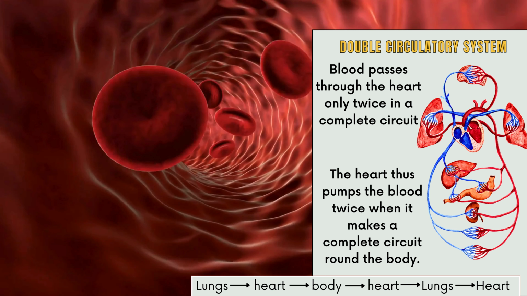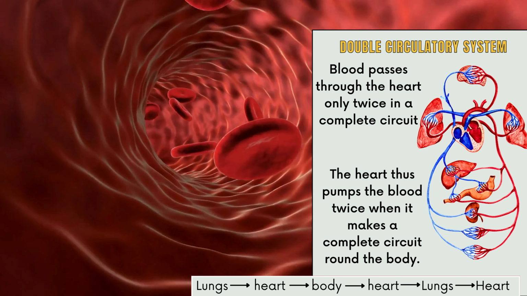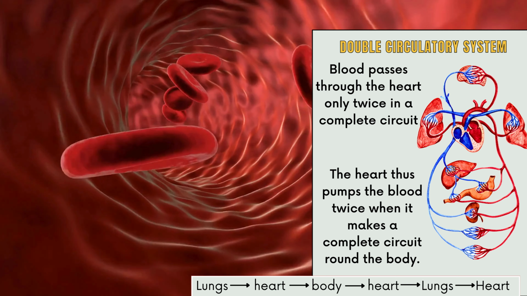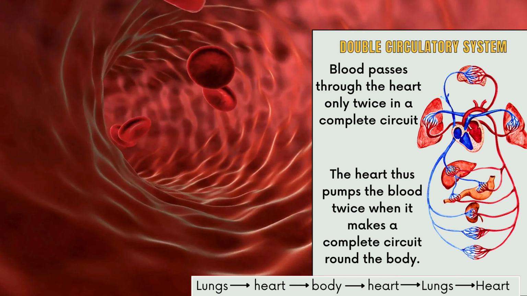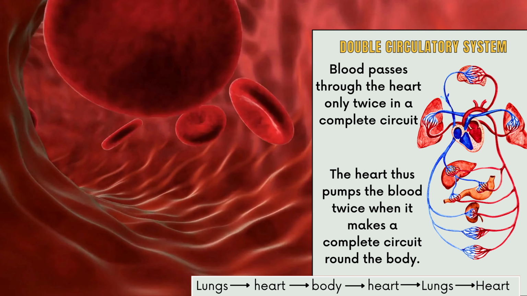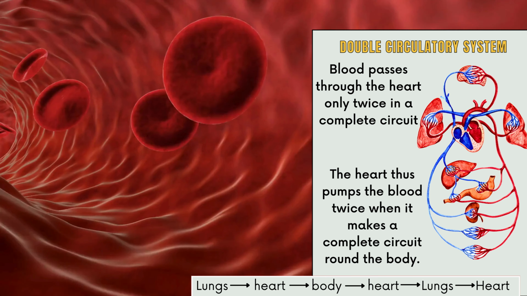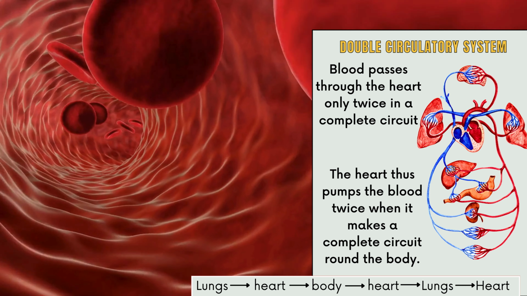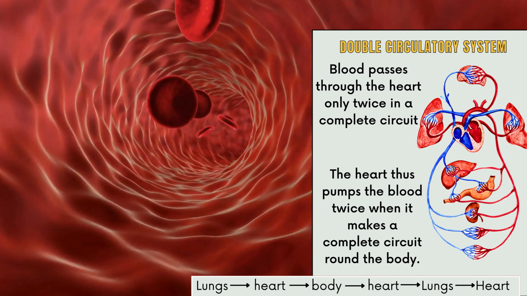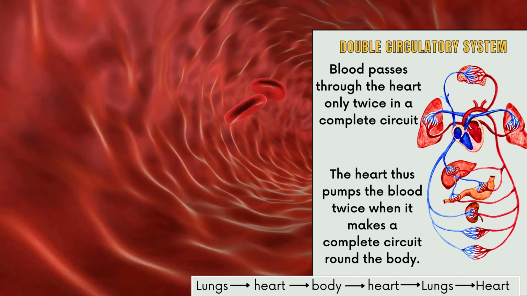So in the double circulatory system, the blood passes through the heart twice every time it makes one complete circuit round the body. So the heart pumps the blood twice when it moves round the body. Each time the blood passes through the heart, it goes through a separate pathway. This system again is found in mammals.